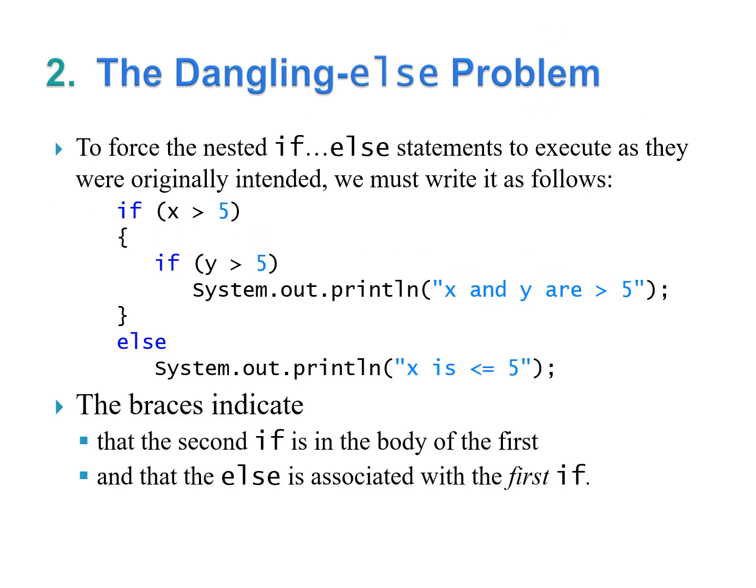To force the nested if-else statements in the previous example to execute as they were originally intended, we must write it as follows, where we simply put braces around the inner if, separating the inner if and the else. The braces indicate that the second if is in the body of the first, and so the else associates with the first if instead of the second if.